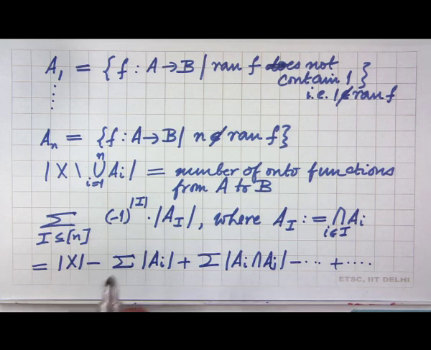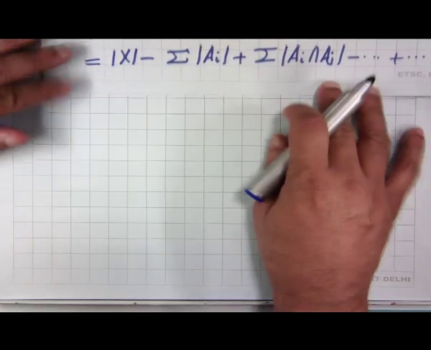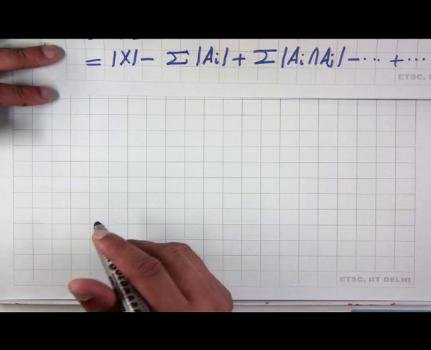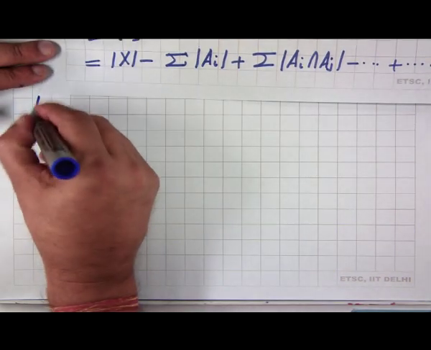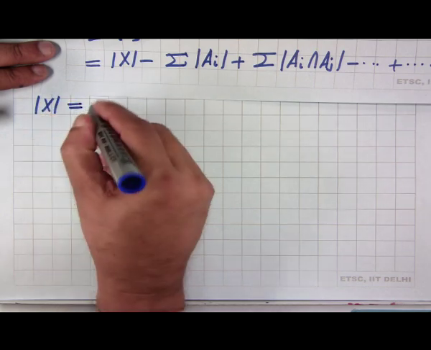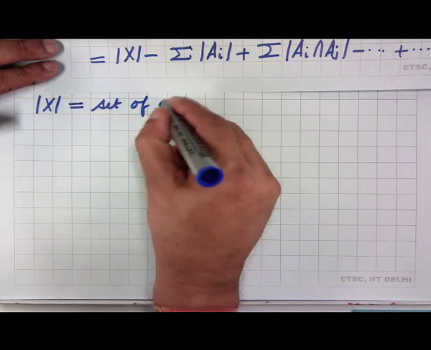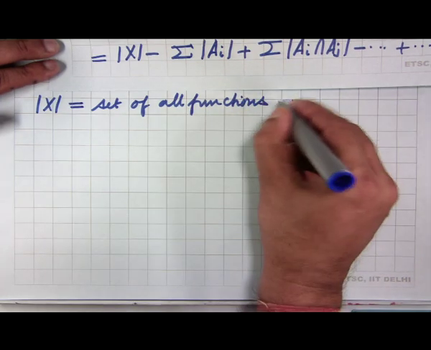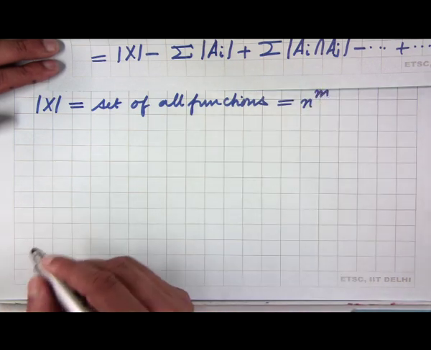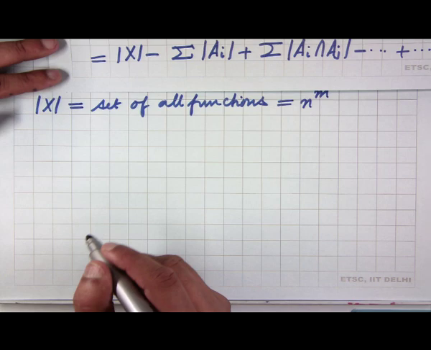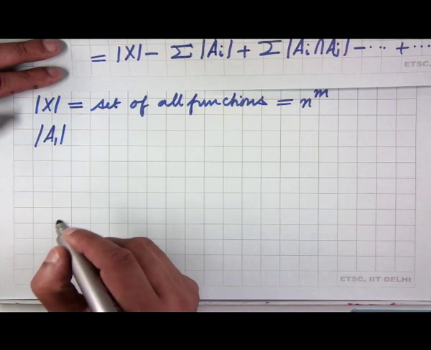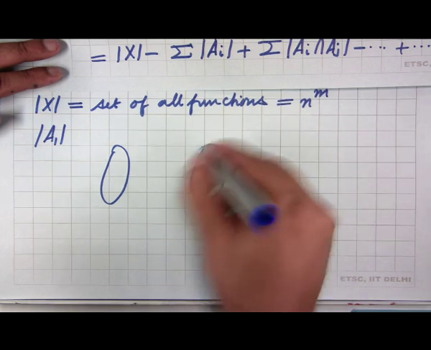Well, let's look at the first few, and then perhaps we'll be able to figure out what the general pattern is. So let me keep this formula for pi that I wrote down just now so that I can refer to it. Let's look at the number of elements in X. X is the set of all functions from A to B, and we know this to be n to the power of m. The second term involves terms that look like the cardinality of the number of elements in A1.